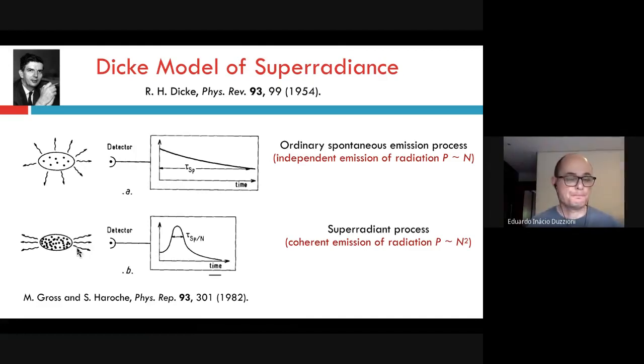But if the atoms are close enough, they will start to interact between them. In this simplified model, the atoms do not interact directly among all the atoms in the system, but they interact indirectly through the photons they emit. Suppose that one atom emits one photon, and this photon, with its wavelength that is big enough to cover all the sample, will correlate the first atom with the other atoms in the sample. And so the emission time of the second atom will be different from the first one because they are now interacting, okay?